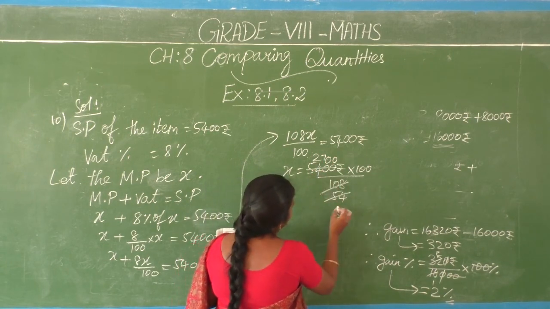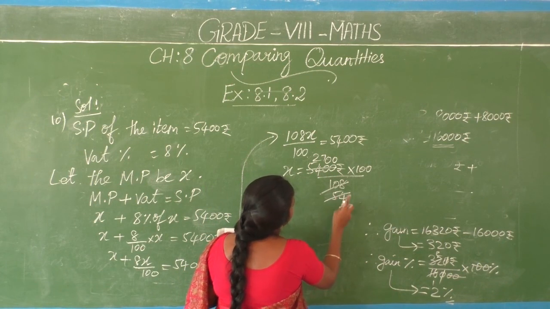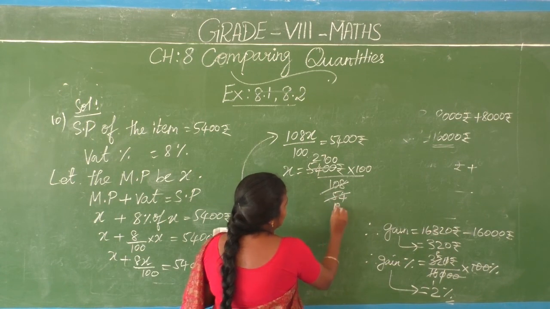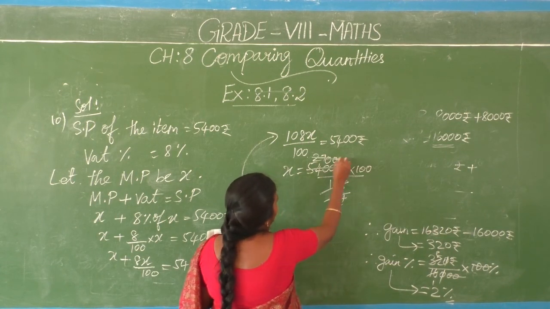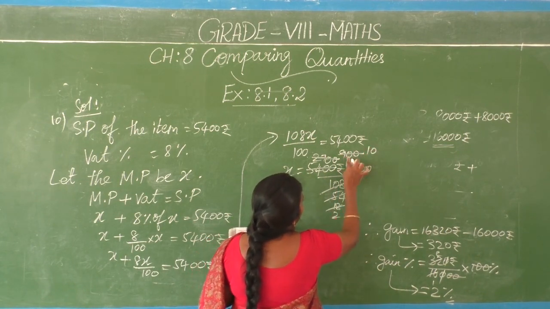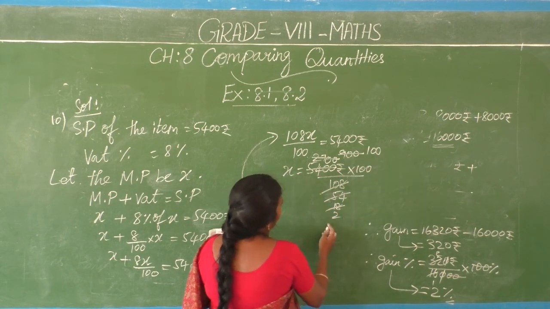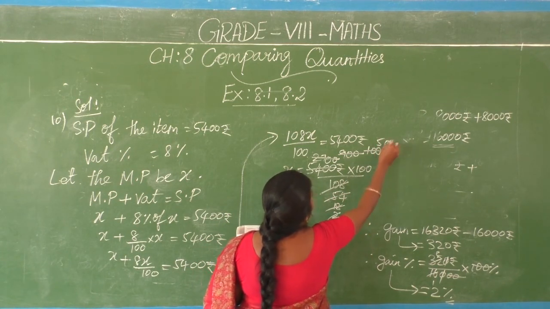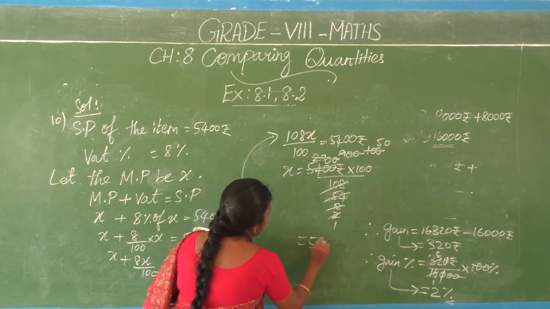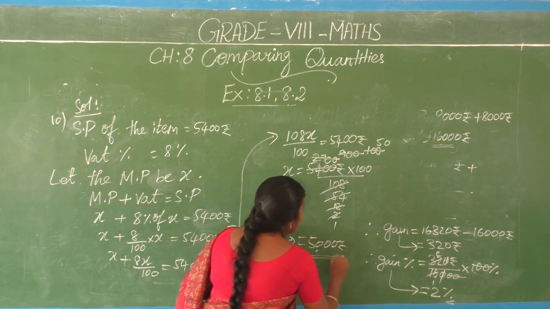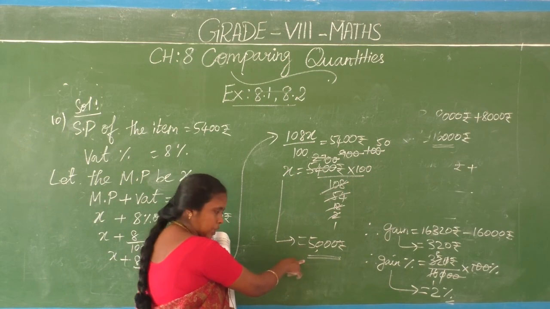Again, by the 3 table, 1 3 is 3, remainder 2, 8 3s are 24, 9 3s are 27, giving 900. Again 2 9s are 18, 10 9s are 90, 0. Okay, again 1 2 is 2, 5 2s are 10, 50 into 100, 5000. So the marked price of the hair dryer is 5000.